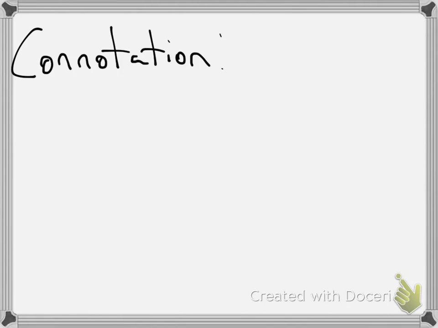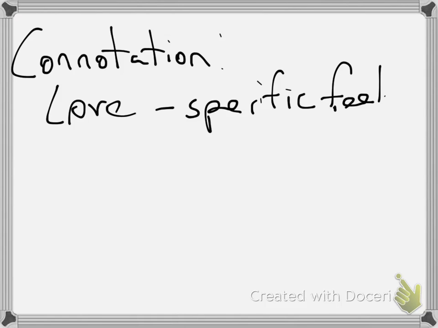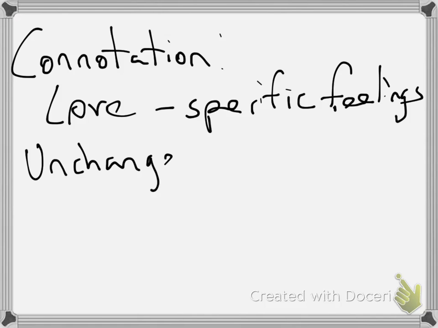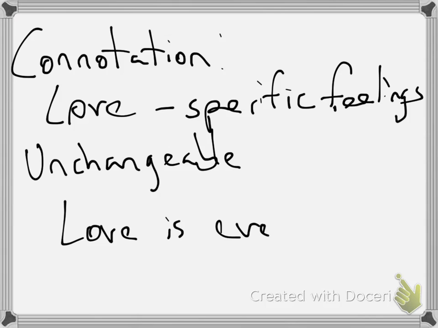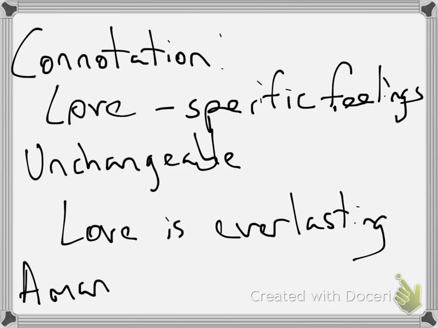Moving on to connotation. Real quickly, connotation. You notice that love is used a lot. So the word love invokes specific feelings in people. Also, it is unchangeable. It mentions that a lot. It's unchangeable. So it reflects upon the idea that love is everlasting. At the same time, we can think about the speaker. We know it's a man who is telling someone else about love, or about what love truly is.